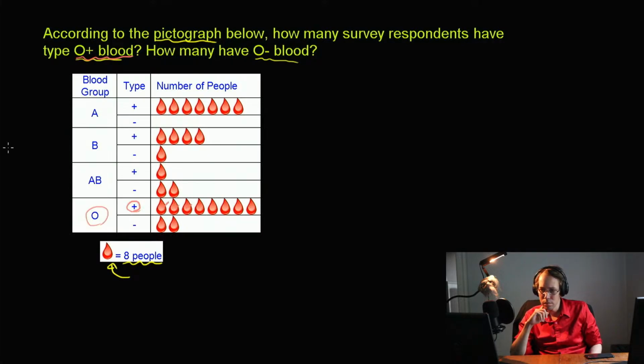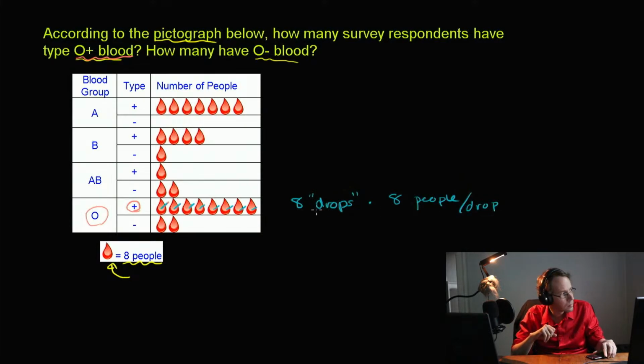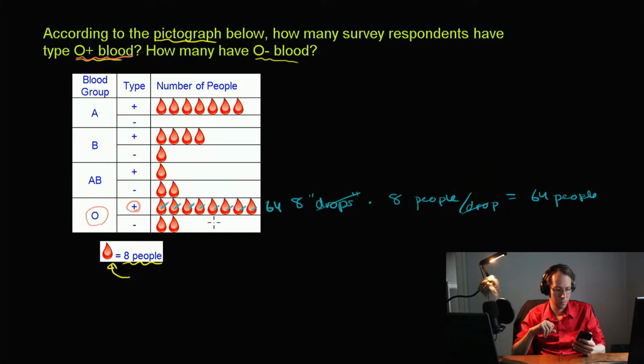Let me do this in a different color. We have 1, 2, 3, 4, 5, 6, 7, 8. So we have 8 drops, I'll put those in quotes because they're pictures of drops. And then the scale is 8 people per drop. So 8 times 8, and actually even the drops, you can view them as canceling out if you view them as units. So drops, 8 times 8 is equal to 64 people. So they could have written literally the number 64 right over here. 64 people have type O positive blood.